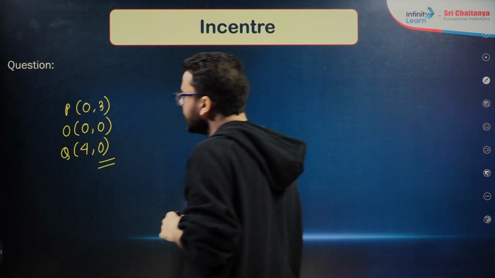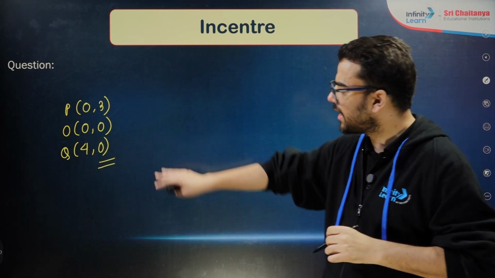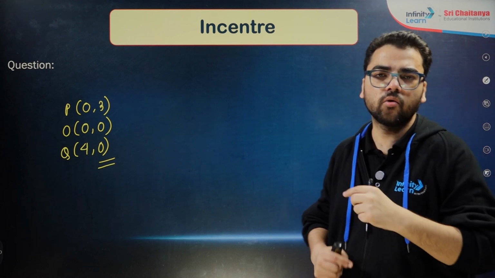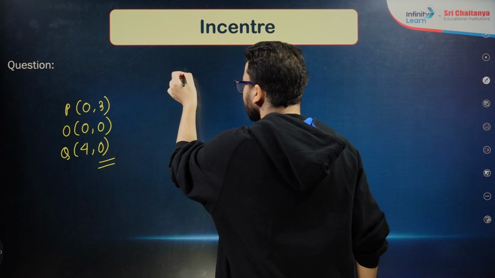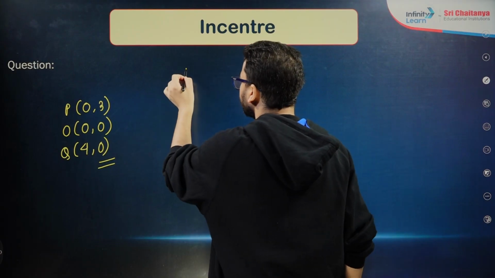Suppose the coordinates of the three vertices of a triangle are given like this. You are asked to find the coordinates of the incenter of that triangle. So what will you do? First thing is, roughly you can plot these points.